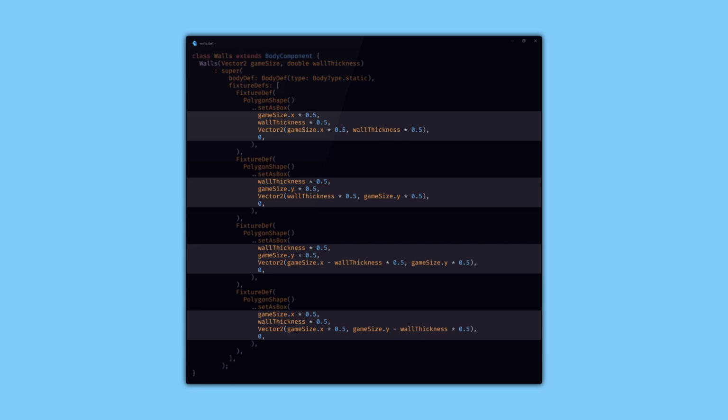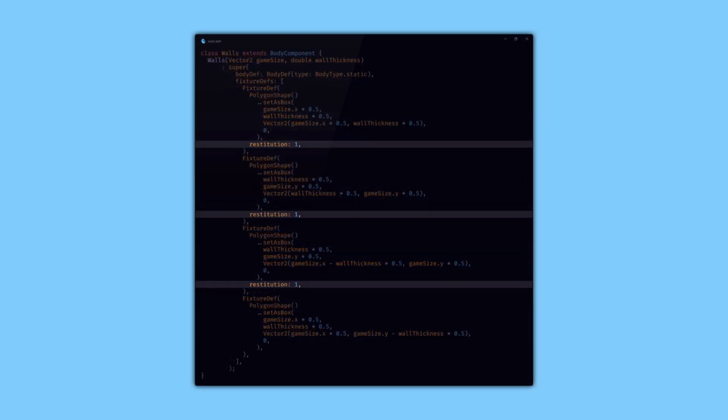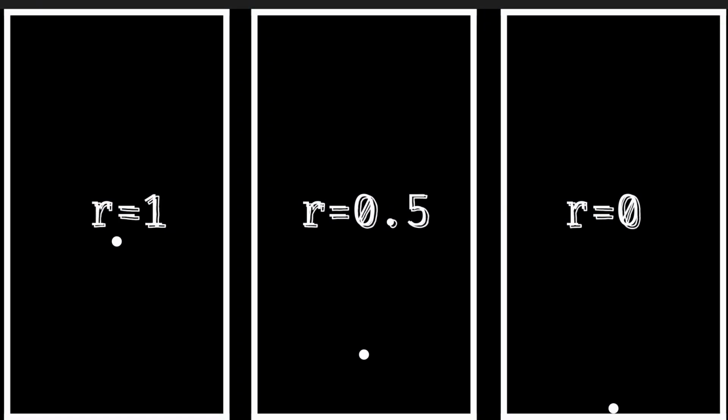to this class. Optionally, we can also control the restitution of the fixture in the fixture definition. This controls the bounciness of the fixture. Restitution of 1 means the fixture will not lose any energy when colliding with other bodies, making it perfect for our breakout style game where we want the ball to bounce off the walls.